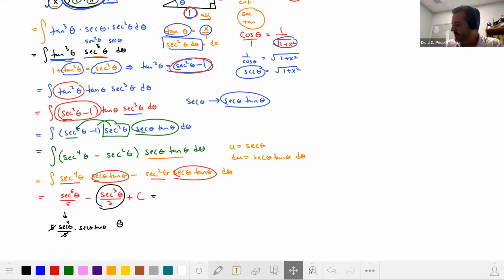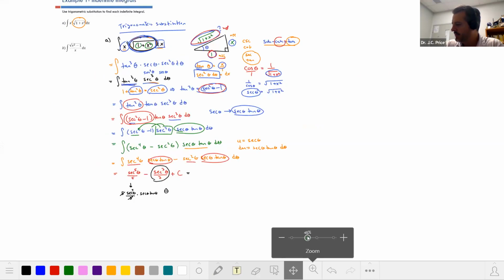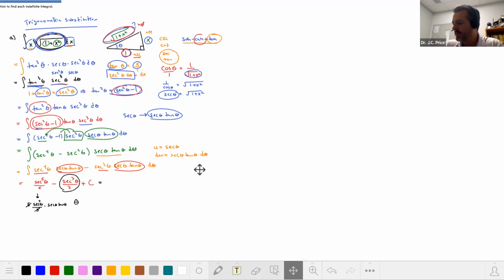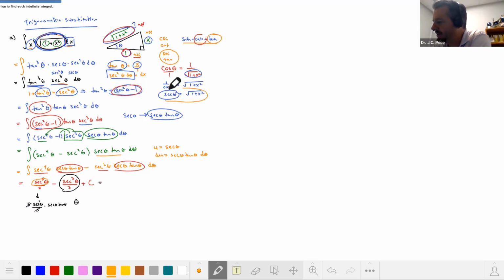A little bit more, maybe a little too much. There we go. Okay, so here's my work. I'm going to come back up here and take a look because I want to get rid of these secant thetas. And so if you come up here, I see what secant theta is equal to. It's equal to that square root of 1 plus x squared.